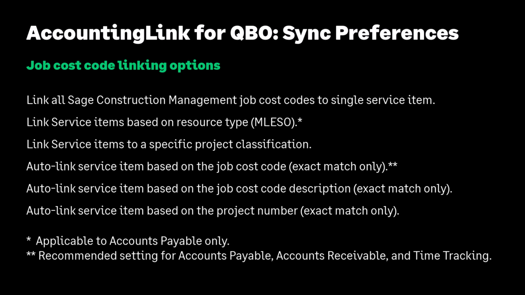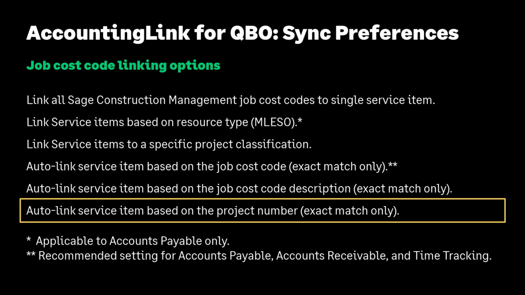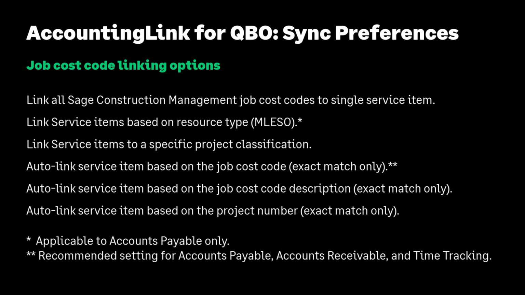The last item on the list is the AutoLink service item based on the project number, exact match only. This is very rarely used and relates more toward, and works best with, construction companies that build for their own use, meaning their WIP analysis is based on balance sheet accounts. CoreCon and all the other options will already track everything by project number. So again, this one's very rarely used.